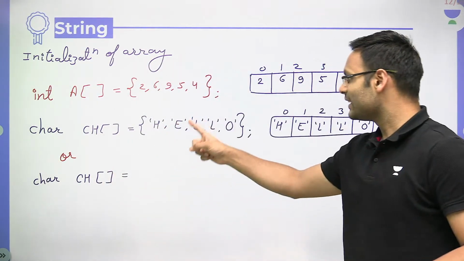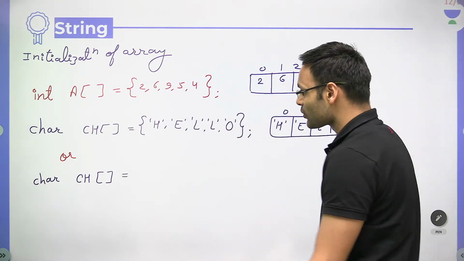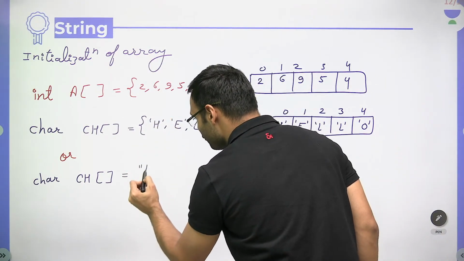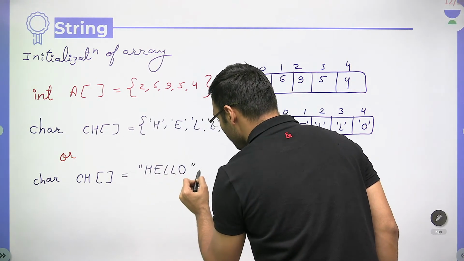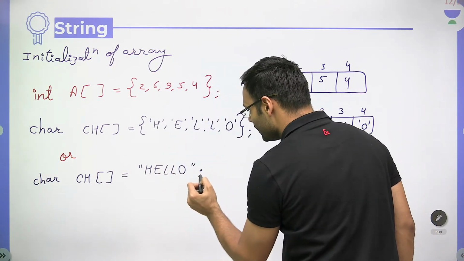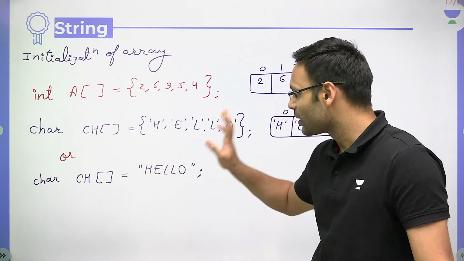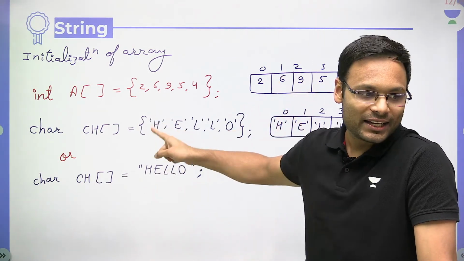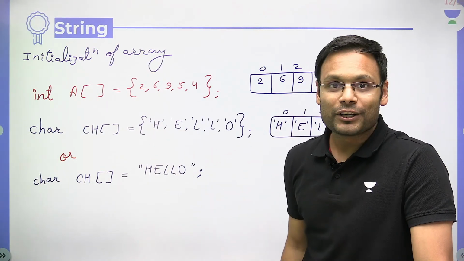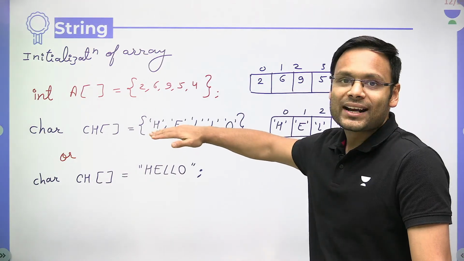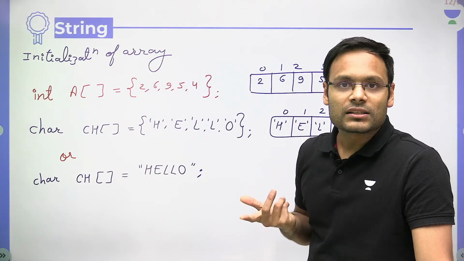Instead of writing each single character separated by comma and enclosed in single quotes, you can write every single character together in double quotes. But there will be a huge difference from here to here. बहुत बड़ा difference आ जाएगा यहां से यहां में. What will be that difference? The difference is this is a normal character array and this will become a string. ऐसा क्या कर दिया सर?